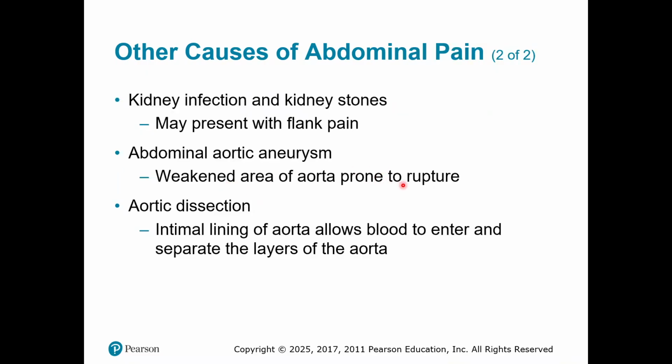Aortic aneurysms. We know this is the weakened area of the aorta that might be prone to rupture. A dissection is when the intimal lining of the aorta tears, which allows blood to enter and separate the layers of the aorta. So the dissection here in this case is dissecting. The problem is if you suffer the aneurysm from it.